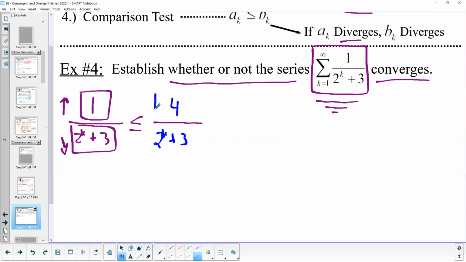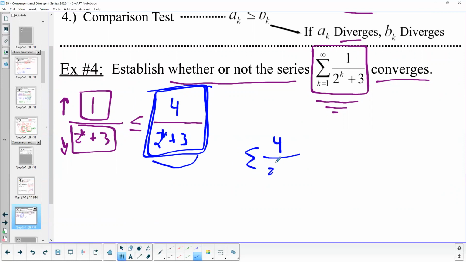But we run into a situation where it's not just enough for you to come up with a fraction that's larger. You have to somehow be able to evaluate this fraction. And so right now, if I give you a series where it's 4 over 2 to the k plus 3, I don't have any way to evaluate this, the same way I didn't really have any way to evaluate this. It's not geometric.